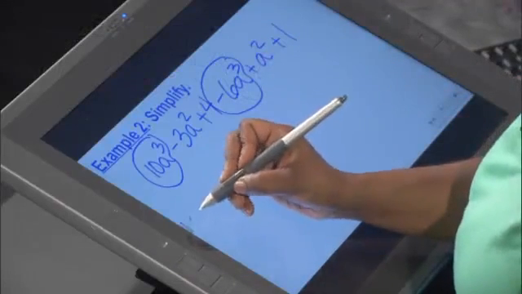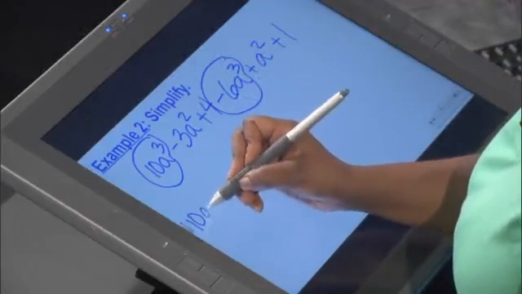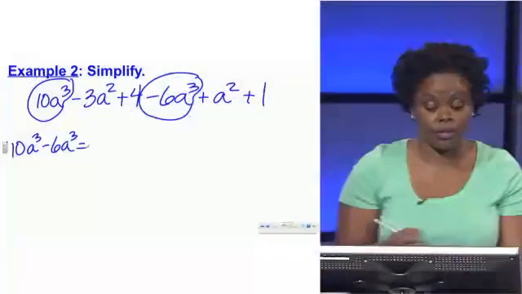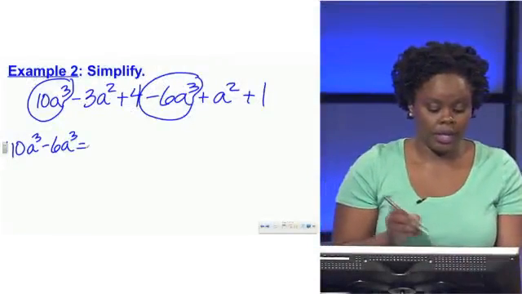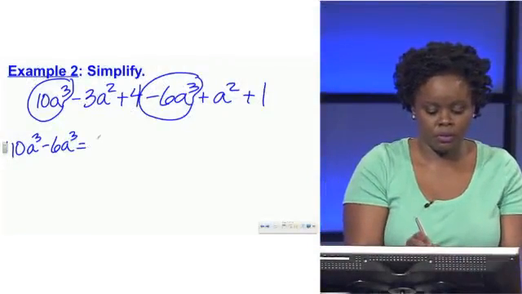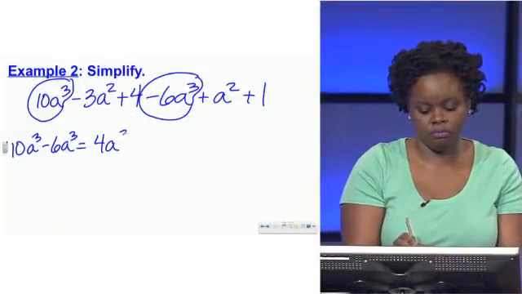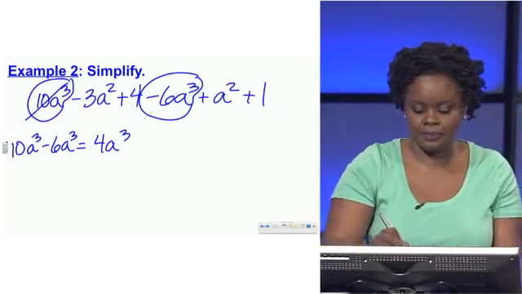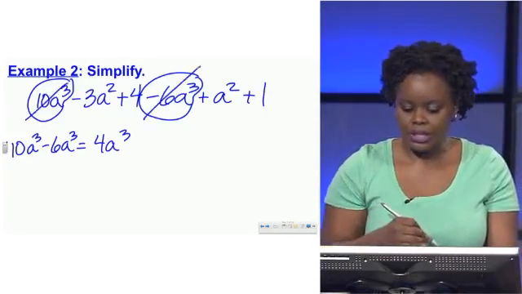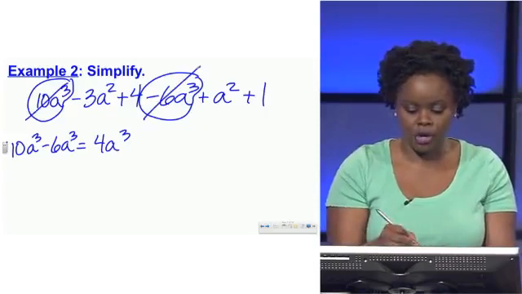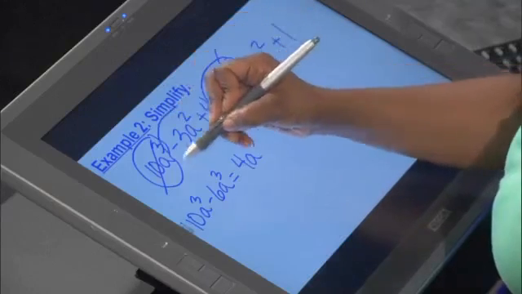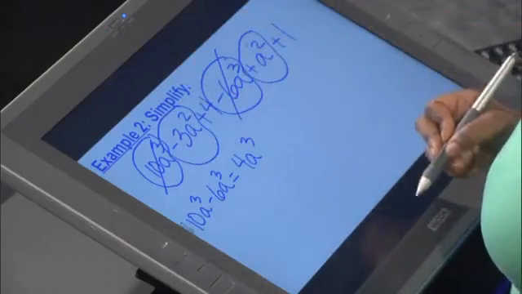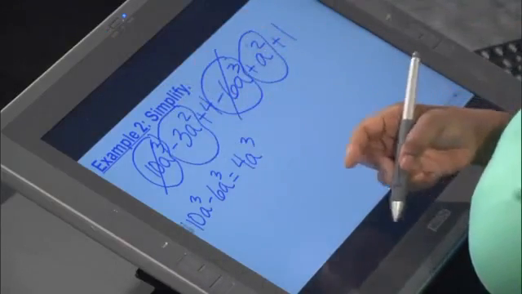I'll come off and do a little scratch work. So 10a cubed minus 6a cubed. Basically, you're just subtracting your coefficients here. So 10a cubed minus 6a cubed, that's 4a cubed. Because 10 minus 6 is 4, right? All right, you've handled that. Looking for your exponents in descending order. So you scan your terms, and you see you have this negative 3a squared and this positive a squared. So those are your next two you're going to want to combine.